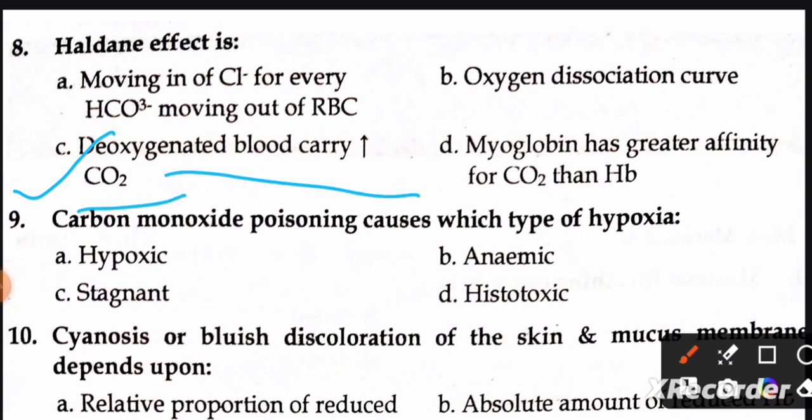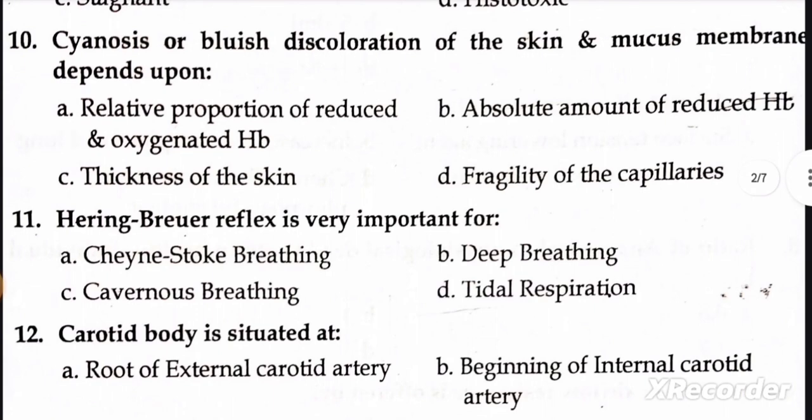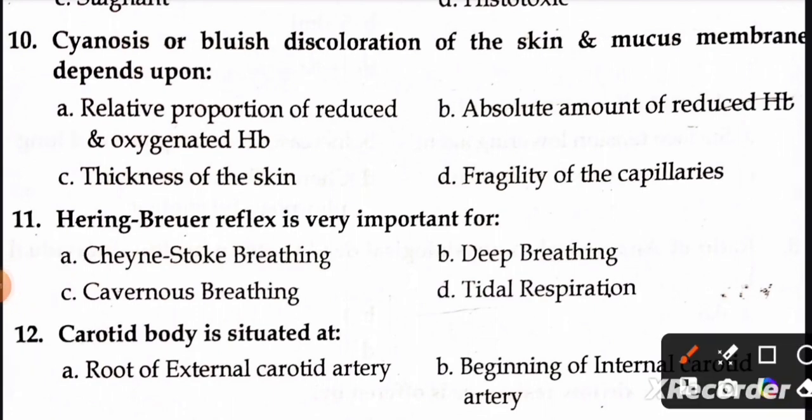Next question is carbon monoxide poisoning causes which type of hypoxia? A hypoxic, B anemic, C stagnant and D histotoxic. Right option is B, anemic. Next question is cyanosis, bluish discoloration of the skin and mucous membrane, depends upon A relative proportion of reduced and deoxygenated Hb, B absolute amount of reduced Hb, C thickness of the skin and D fragility of the capillary. Right option is B, absolute amount of reduced Hb.